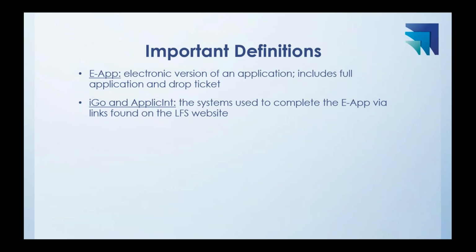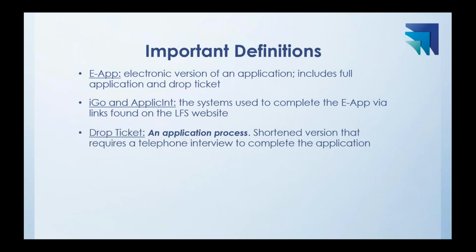IGO and Applicant, these are systems that are used to complete EAPs that are found linked on our website. So if you hear the term IGO or if you hear the term Applicant, those are simply the systems that are used to run the e-applications.